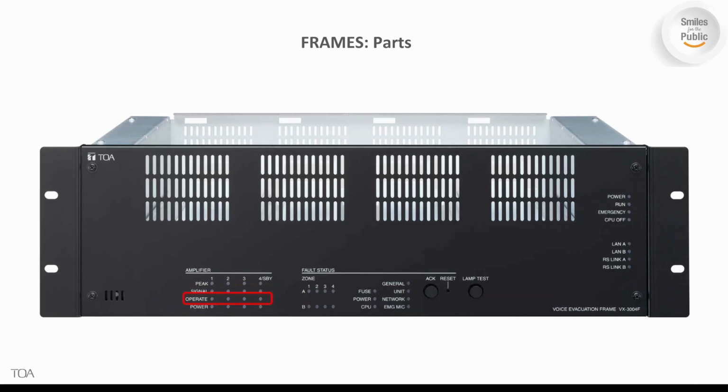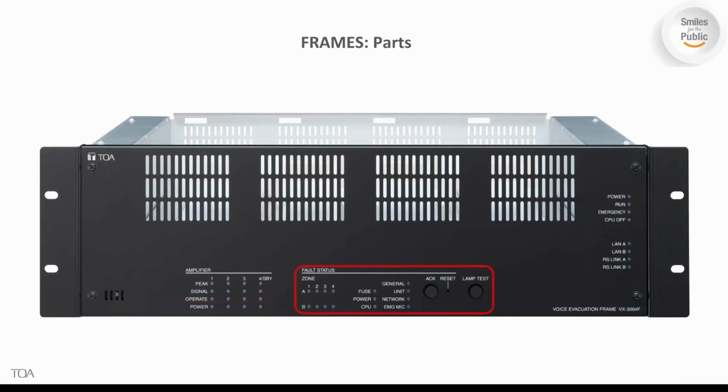The operate indicator LED shows activity by the amplifier module. It lights green when the module is in use and is unlit in the case when it's on standby mode. It is also unlit in case a fuse blows out or protection mode is activated. The power indicator LED shows the power status of the amplifier module. It lights green when the module is powered on.